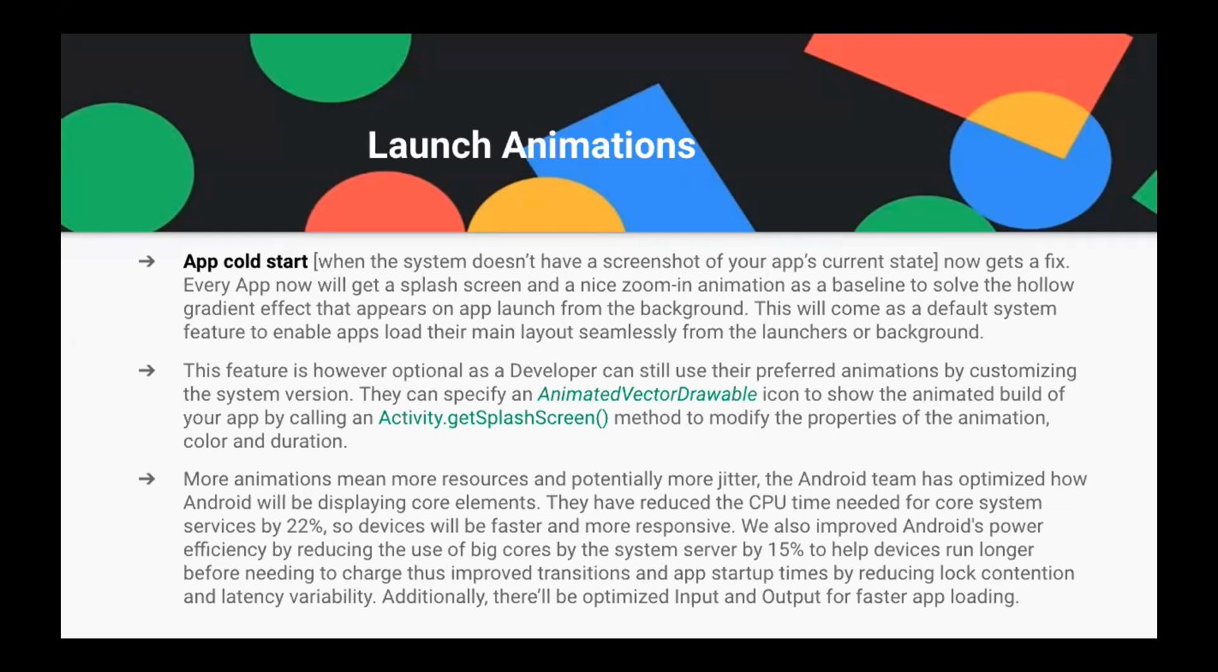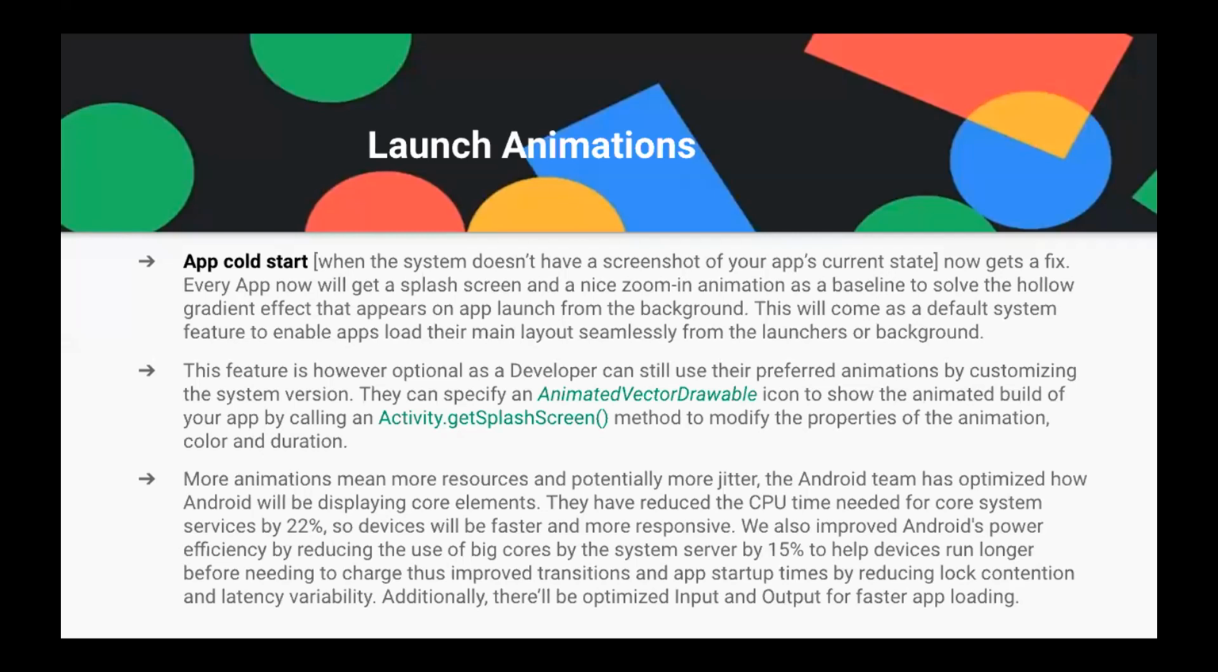And that is through the animated vector drawable icon to show maybe an animated build of your app. And you do this by calling the method activity get splash screen to modify properties of the animation, maybe the color and the duration. With this addition of animations and what have you, it calls for more resources, which may cause a lag and jitter in the systems because they're hardware intensive.